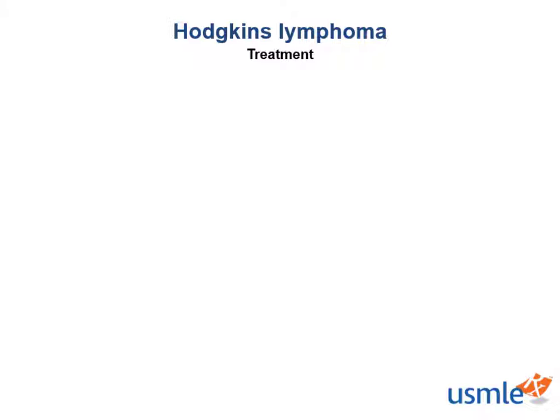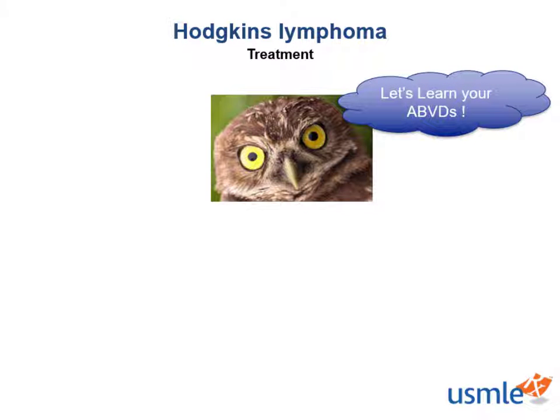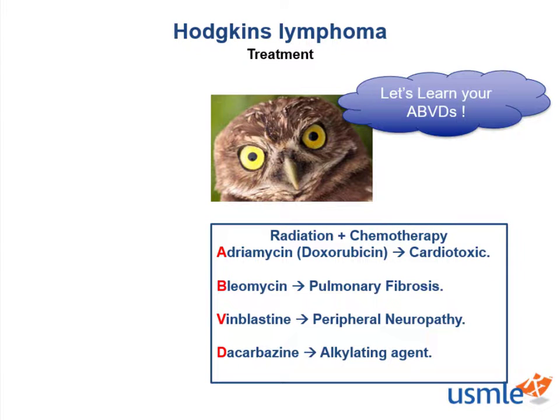While the treatment regimens for Hodgkin's lymphoma are beyond the scope of Step 1, test makers love to present the classic regimen used to treat Hodgkin's lymphoma and ask you about side effects of those agents. Friends, it's time to learn your ABVDs from Reed Sternberg the Owl here on the First Aid Express channel. Woohoo! Hodgkin's lymphoma is usually treated with radiation and chemotherapy, with ABVD representing a commonly used regimen.